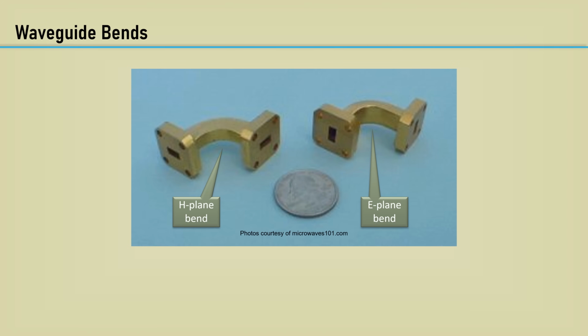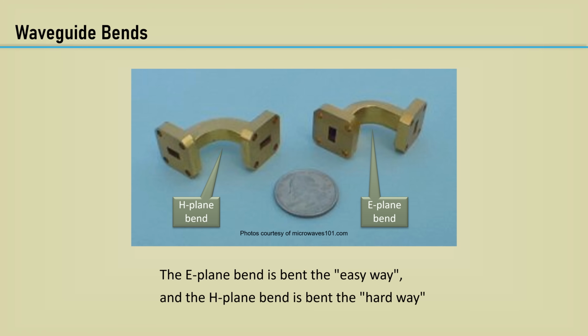It's nearly impossible and impractical to make waveguide systems that can be manufactured in one piece. To route waveguides at right angles, waveguide bend components are made to facilitate this. There's an easy way to remember which bend is which. The E-plane bend is bent the easy way, and the H-plane bend is bent the hard way.